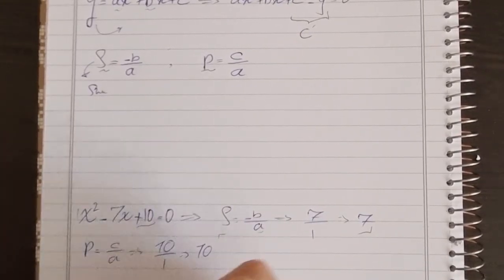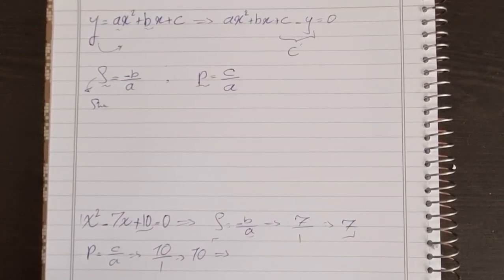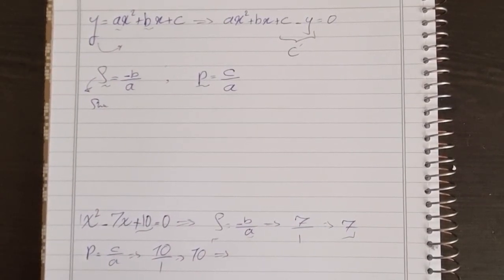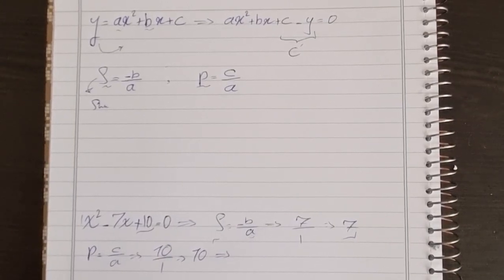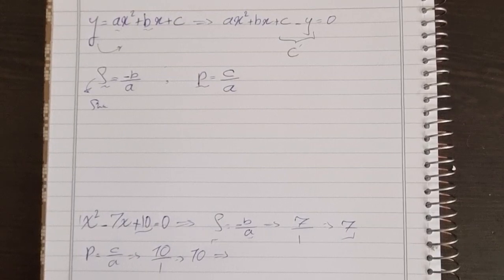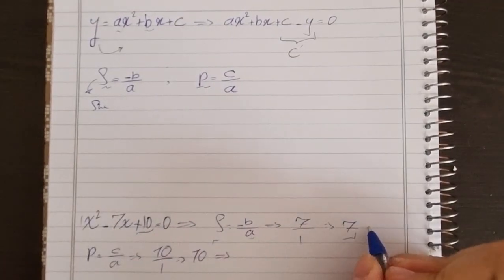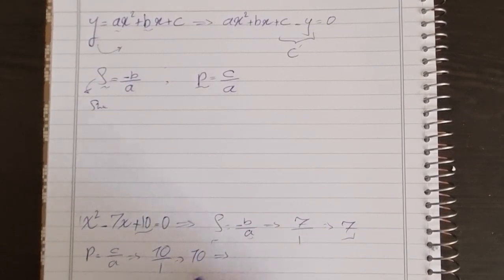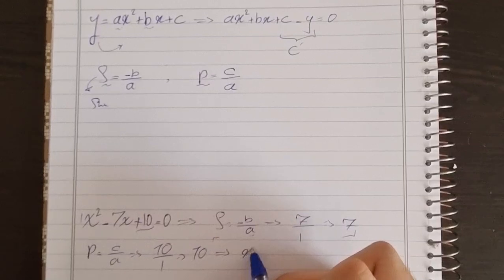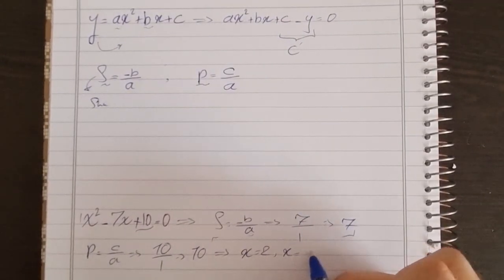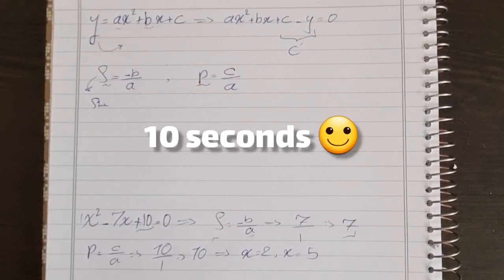So let's just think for a minute. What are the two zeros whose sum is 7 and whose product is 10? It's not a big deal, everyone should know it's 2 and 5. The sum of them is 7, 2 plus 5 is 7, and the product is 10. So the zeros of this equation are 2 and 5. It's that easy. We can solve it in less than 10 minutes.